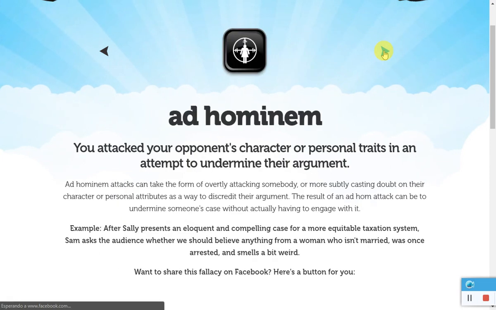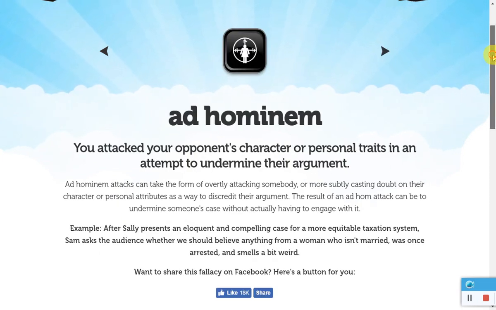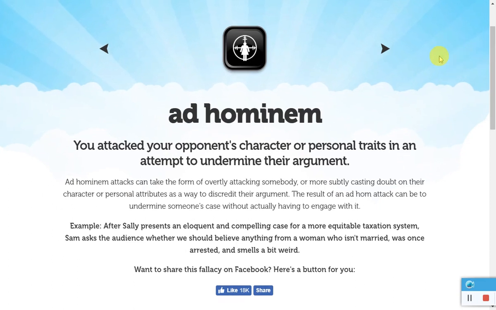6. Ad hominem. You attacked your opponent's character or personal traits in an attempt to undermine their argument. Ad hominem attacks can take the form of overtly attacking somebody, or more subtly casting doubt on their character or personal attributes as a way to discredit their argument. The result of an ad hominem attack can be to undermine someone's case without actually having to engage with it.